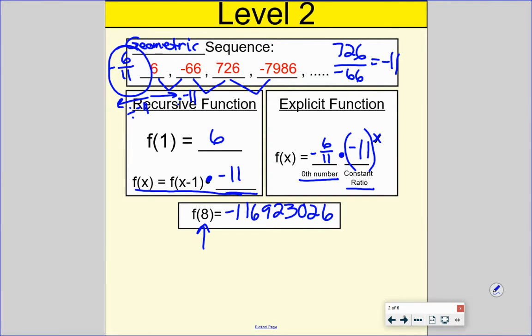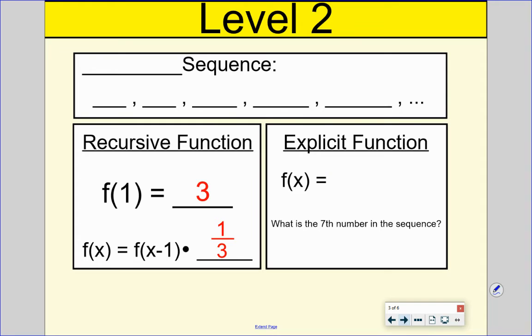All right, next slide here. Okay, here we are given the recursive function, and we need to determine what the sequence is and if it's arithmetic or geometric. And then what the explicit function is. All right, we've got a lot to figure out here. Well, some big hints here for if this is geometric or arithmetic is right here in this recursive function they gave us.